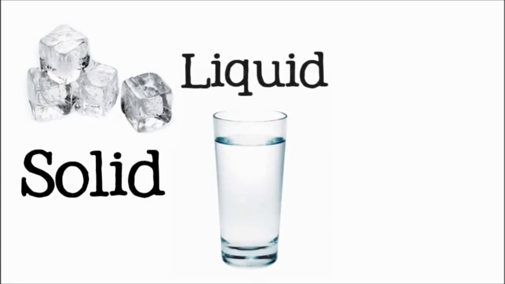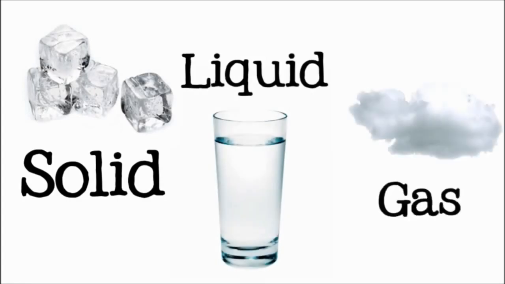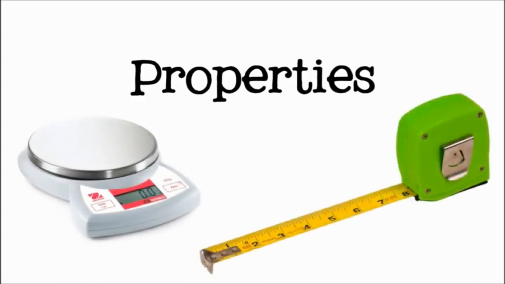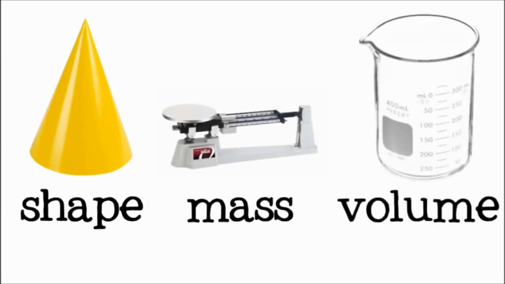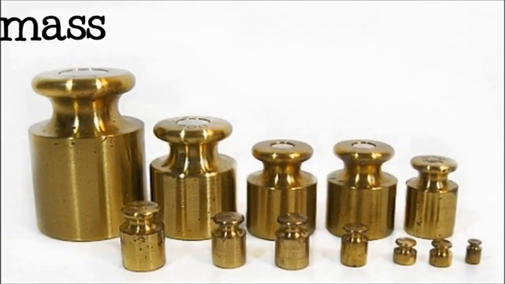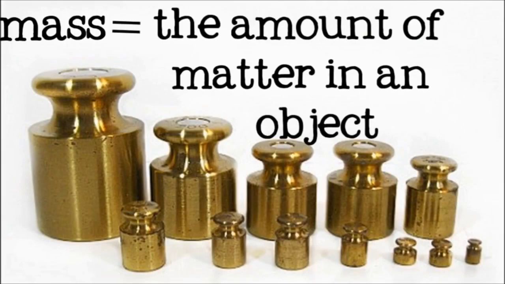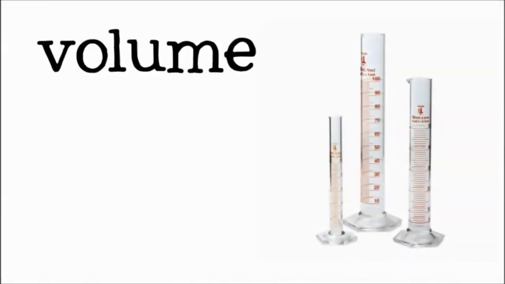Matter can be grouped into three main states: solid, liquid, or gas. To figure out which state of matter something is in, we need to examine its properties. A property is the way that something is that we can measure. The physical properties we will look at to determine state of matter are shape, mass, and volume. Mass is the amount of matter in an object. Volume is how much space that matter takes up.